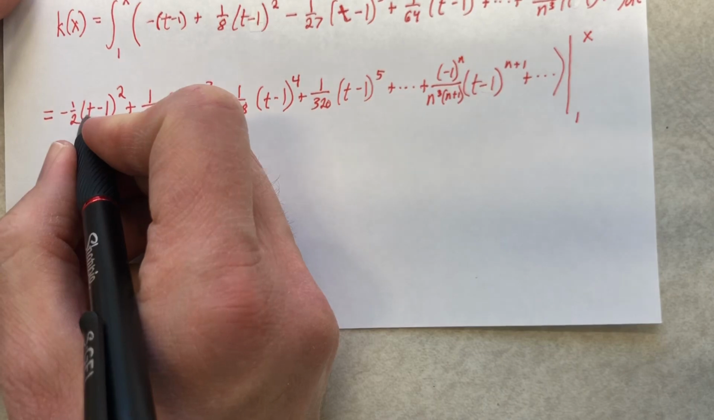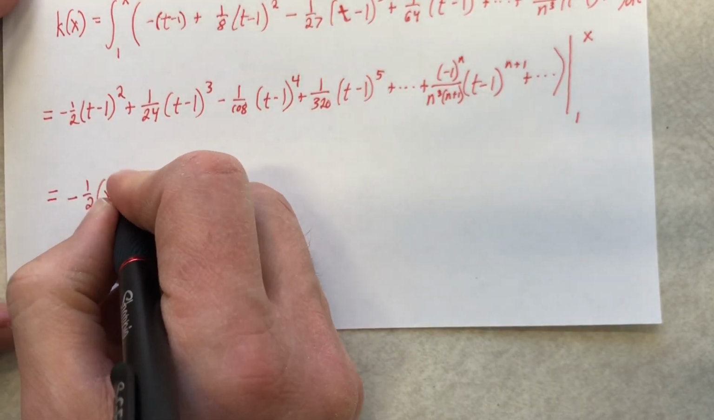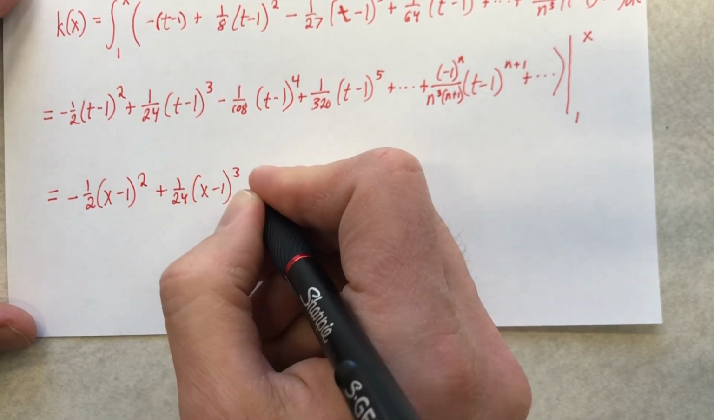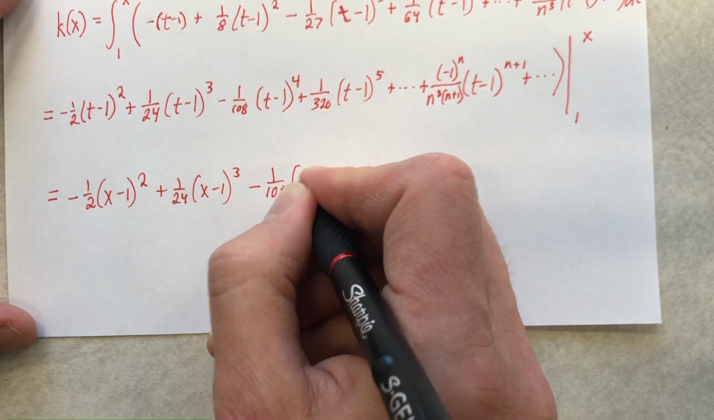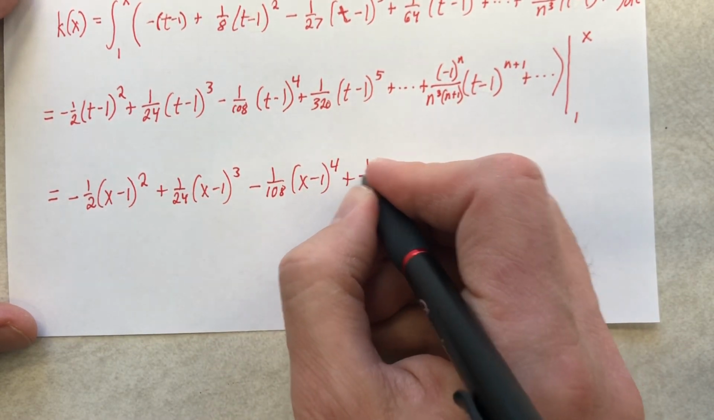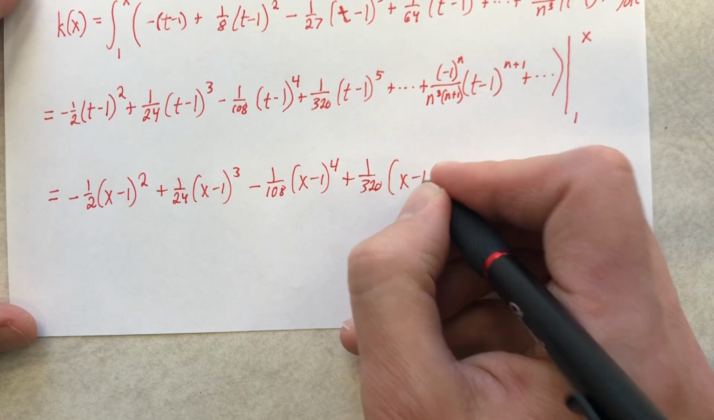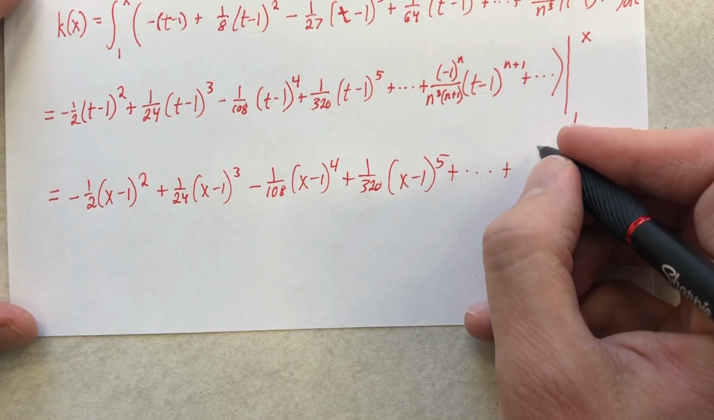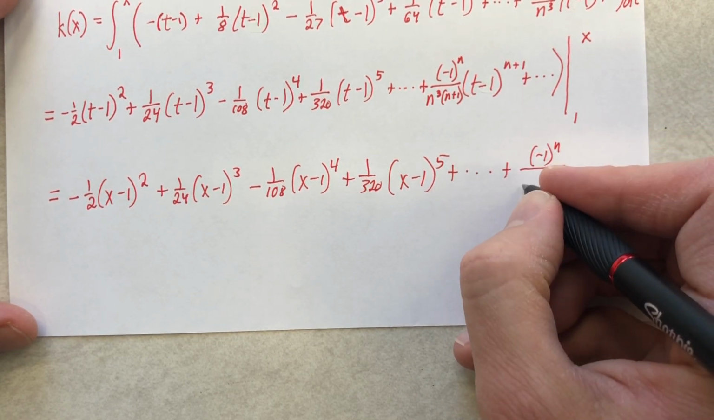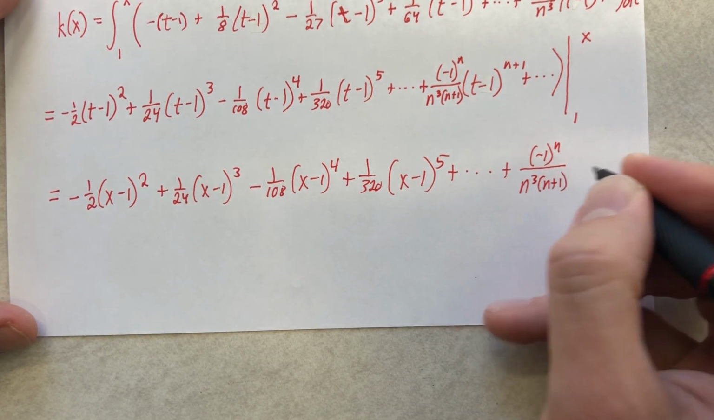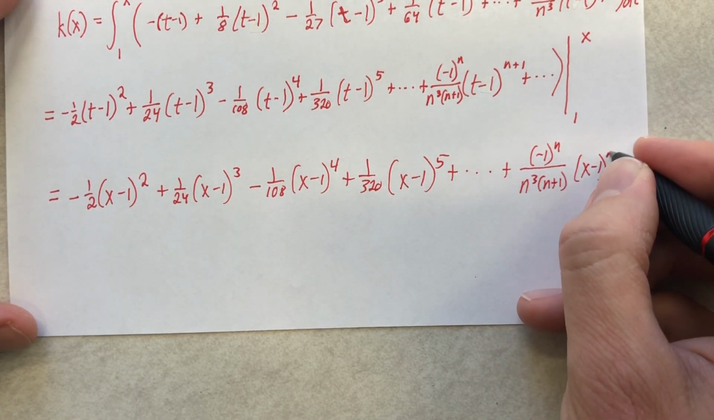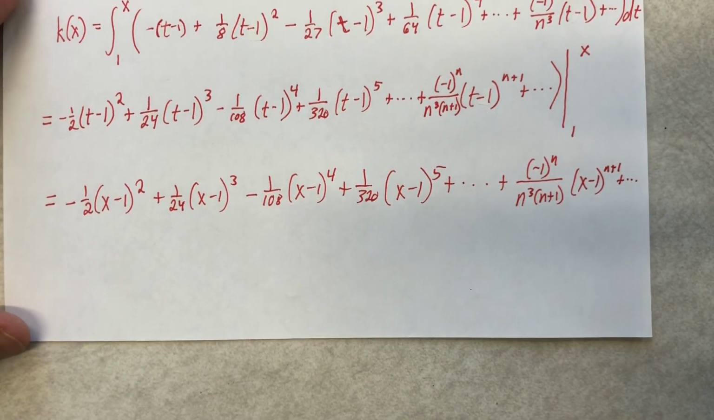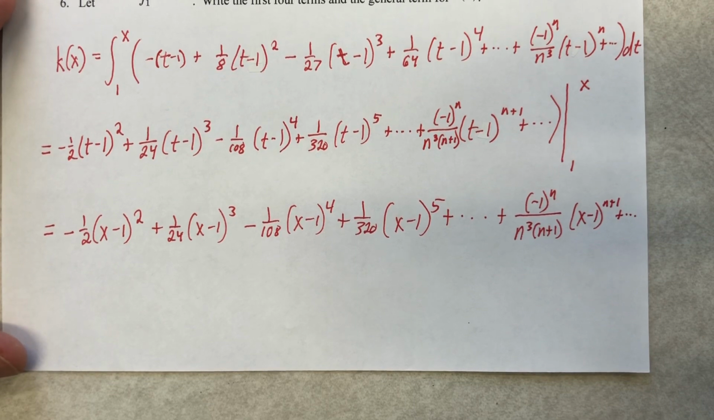Negative 1/2. X goes in for all my t's, so x minus 1 squared plus 1 over 24 x minus 1 cubed minus 1 over 108 x minus 1 to the 4th, 1 over 320 x minus 1 to the 5th plus blah, blah, blah. Negative 1 to the n over n cubed, n plus 1, and then x minus 1 to the n plus 1 plus, and it goes forever. And you plug in the 1s and you get 0s. You have just taken the integral of a series.